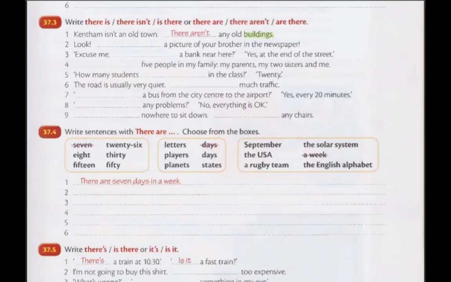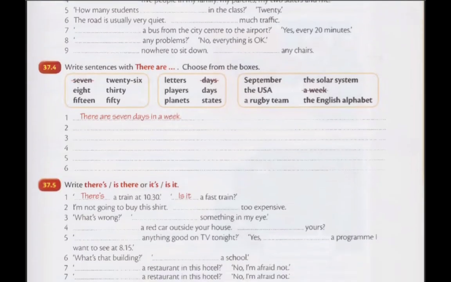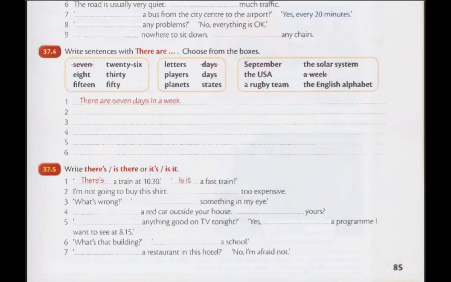37.4. Write sentences with there are, choosing from the boxes. Like here, there are seven days in a week. Guys, look at this. There are seven days in a week. I want you guys to write this practice in the comments, and then we will see if you're right or not.